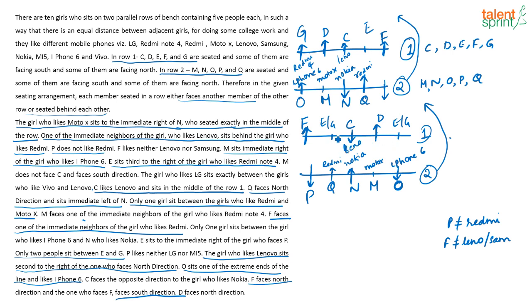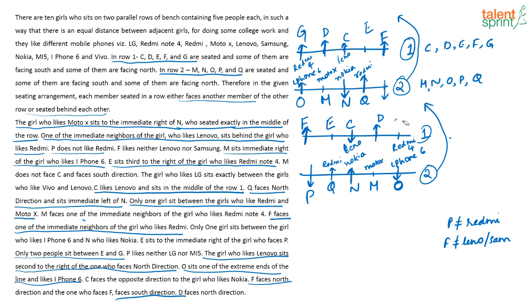E sits third to the right of the girl. So here I know C, D. Okay, I know this sign. I have the direction here now. Here it is upwards. M faces one of the immediate neighbors of the girl who likes Redmi Note 4. So in this case this has to be Redmi Note 4, and E is sitting third to the right, which means this has to be E. Same thing what we did there.